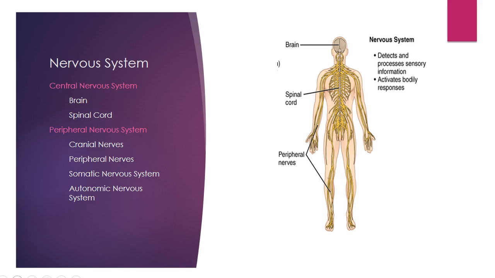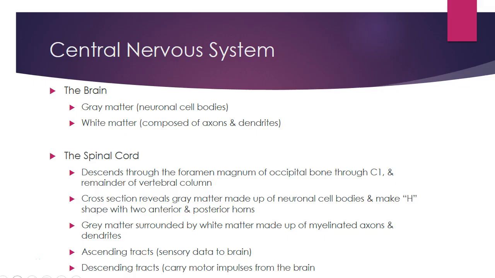In the central nervous system, you have your brain and your spinal cord, and then in your peripheral nervous system, you have your cranial nerves, peripheral nerves, your somatic nervous system, and your autonomic nervous system. The nervous system helps to detect and process sensory information, and it helps to activate bodily responses. So, like I said, in the central nervous system, you have the brain and you have the spinal cord. The brain has gray matter and white matter. The gray matter is neuronal cell bodies, and the white matter is composed of axons and dendrites.